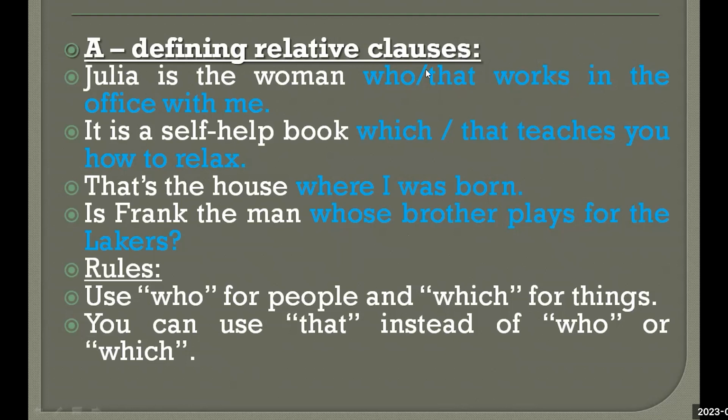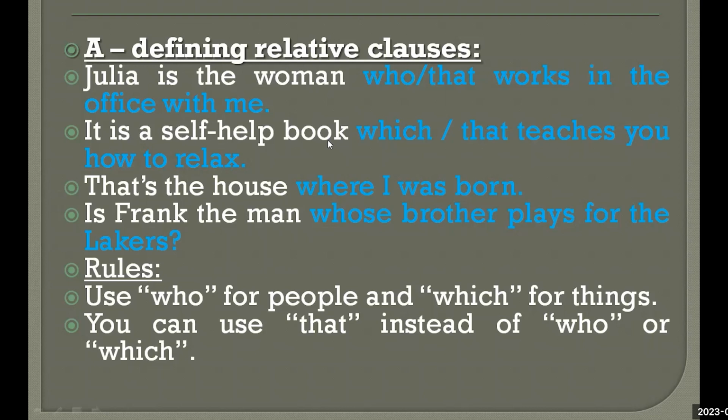Now, this is a defining relative clause because it cannot be removed from the sentence. You cannot say Julia is the woman and then stop. You can't say this. This makes no sense. Julia is the woman. Of course, if you say this to someone, then this person is going to ask for more explanation. Which woman are you talking about? Now, if you say Julia is a woman, that's okay, no problems. So this can be an independent sentence. But if you say Julia is the woman, then any person listening to you will ask you, what woman are you talking about?